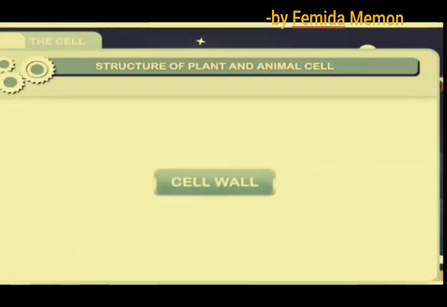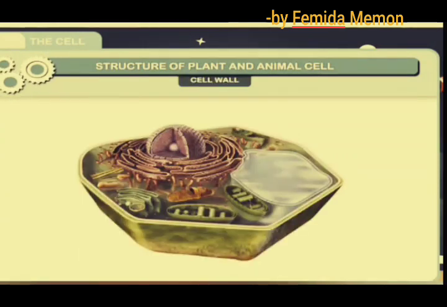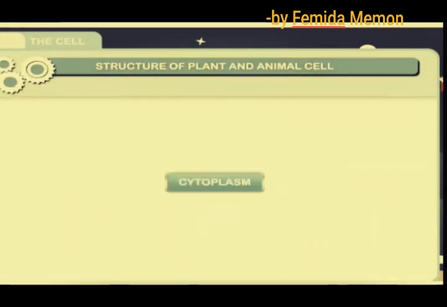3. It gives definite shape to the cell, especially animal cells. Cell wall. In plant cells, an additional wall called cell wall is present which surrounds the cell membrane. It is a non-living layer made up of cellulose. Cell wall gives shape and rigidity to the cell and protects the protoplasm.